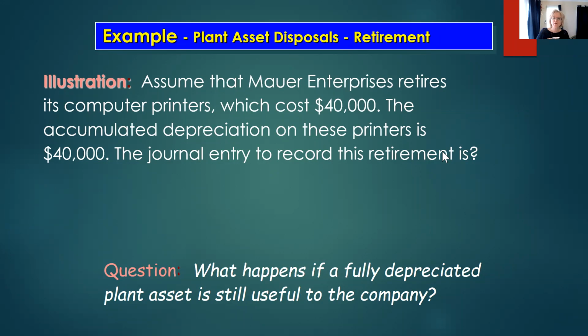So you have to get the balance out of equipment. You have to get the balance out of accumulated depreciation. And they both have the same balance, 40,000. So what's the debit? What's the credit here? Put it in the chat. You want to get rid of a piece of equipment.